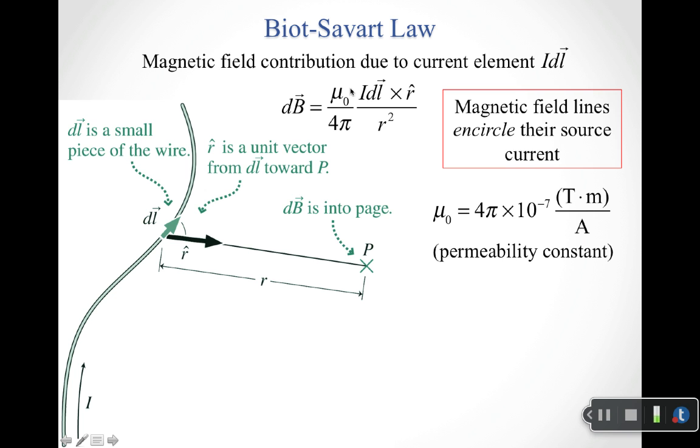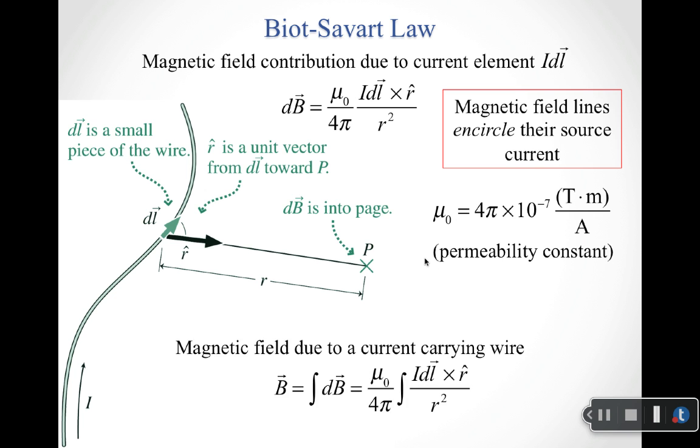Again, there's a really important fundamental universal constant here. Mu naught happens to be 4 pi times 10 to the minus 7, and it has units of Tesla meters per amp. This is what's known as the permeability constant. So epsilon naught is the permittivity constant, mu naught is the permeability constant, and we'll come back to the importance that these two things play, particularly when we start talking about electromagnetic waves.